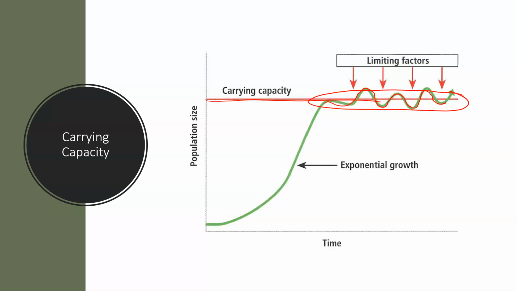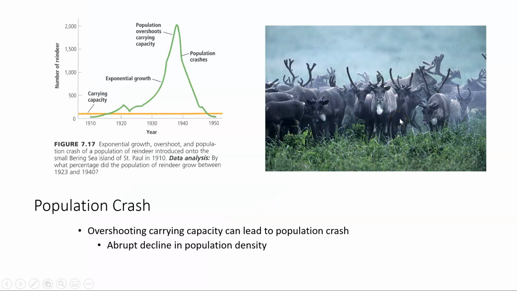This is what we want populations to do. We reach that dynamic equilibrium in their population size. It hovers around it, but never strays too far from it. Now, sometimes in ecosystems, right, we can have a disruption.